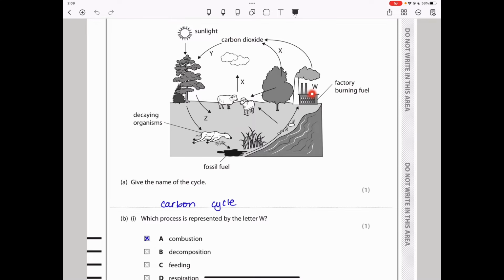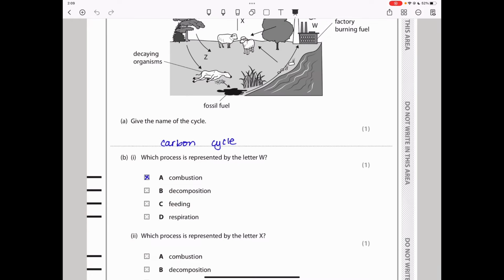Here. Oh, this is going to be combustion, because you can see this is a factory burning fuels, and the fuels are producing carbon dioxide that is released into the atmosphere. So that process should be combustion.